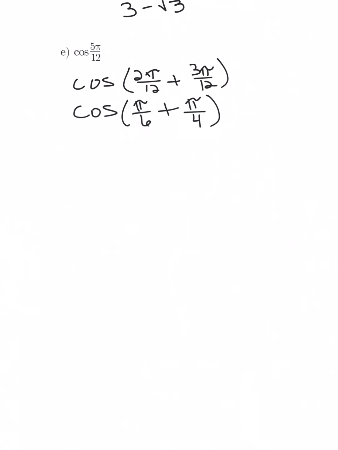Because this is a cosine function, we have to use that version of the formula, which says cosine of the first angle times cosine of the second angle. Do the opposite operation. Since we had plus between, it's going to be minus here. And then it'll be sine of the first angle times sine of the second angle.